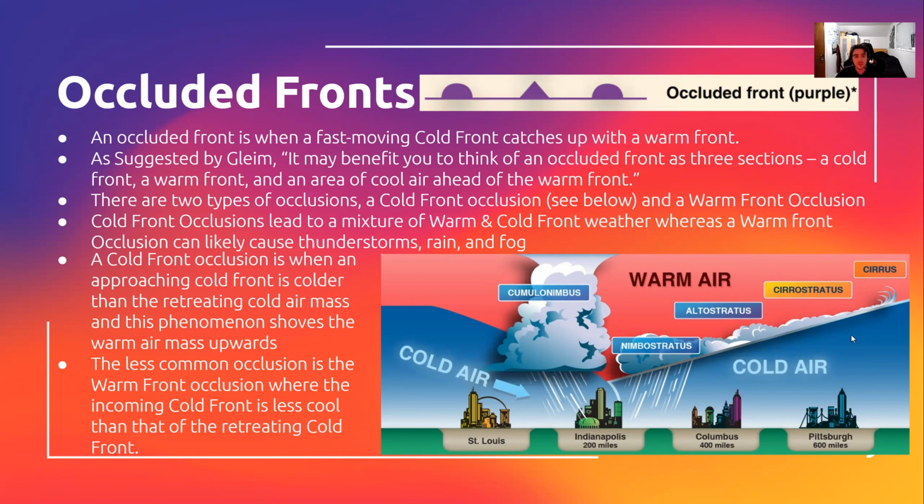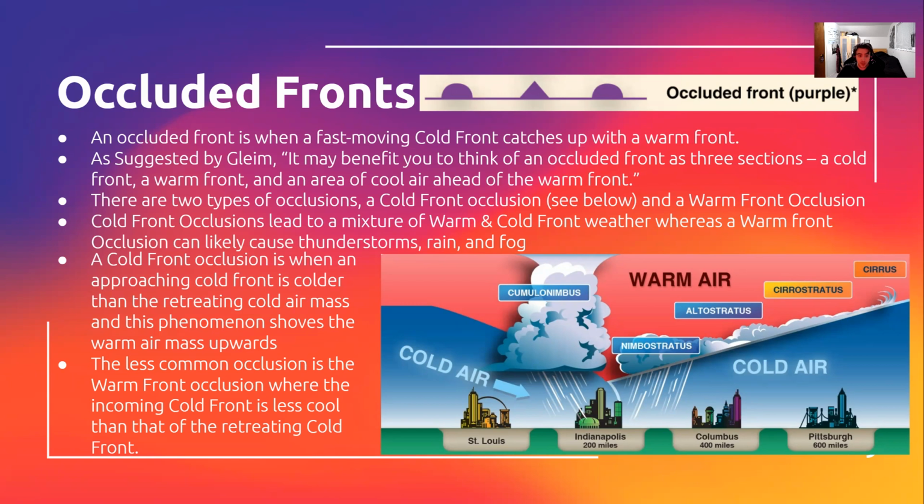colder air mass. So yeah, as suggested by Gleim, it may benefit you to think of an occluded front as three different sections: a cold, fast-moving front, a warm front, and an area of cool air ahead of the warm front. There are two types of occlusions: a cold front occlusion, which is what's depicted below, and a warm front occlusion. Cold front occlusions lead to a mixture of warm and cold front weather, whereas a warm front occlusion can likely cause thunderstorms, rain, and fog.